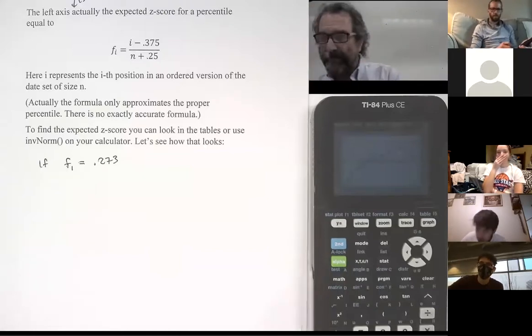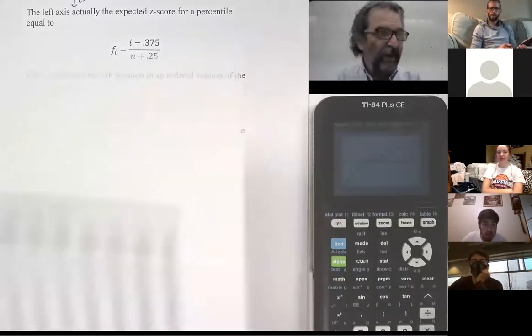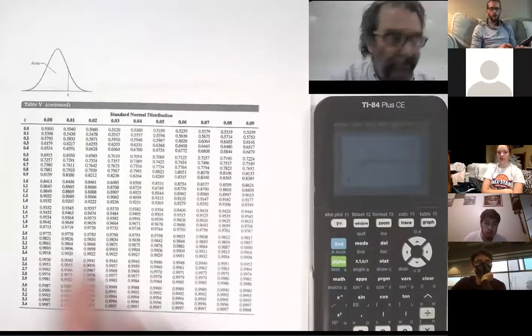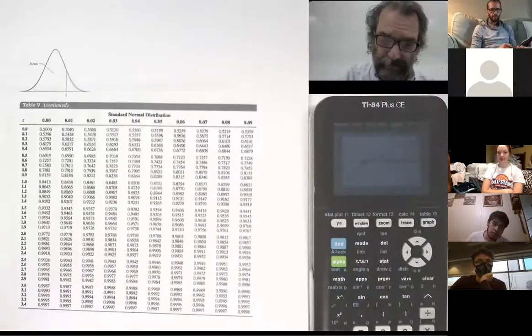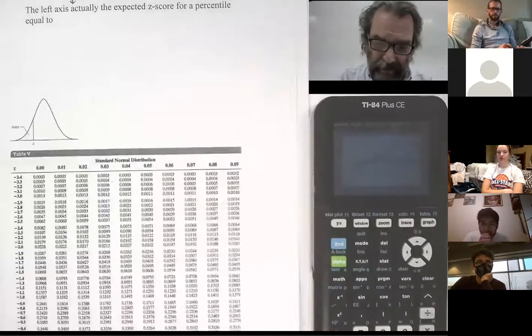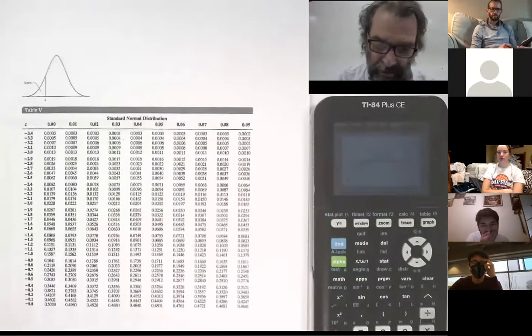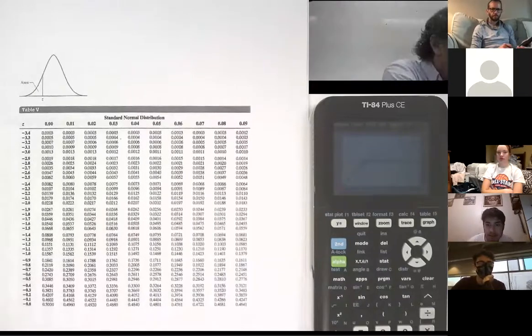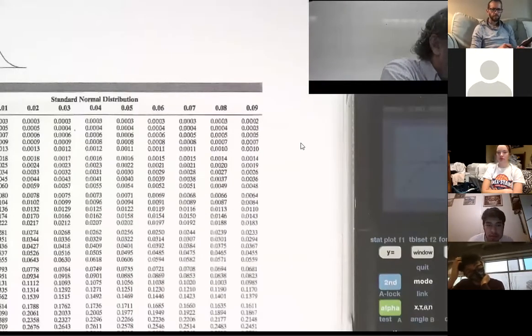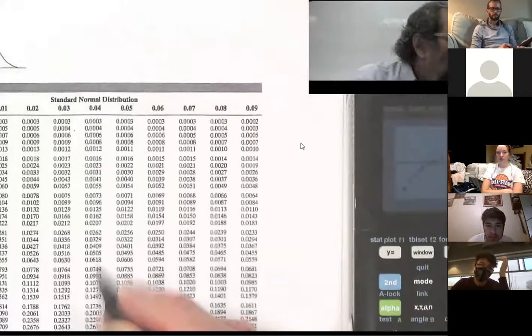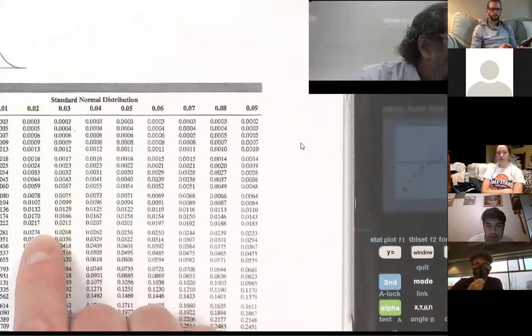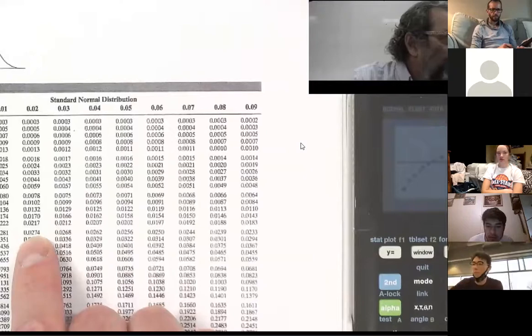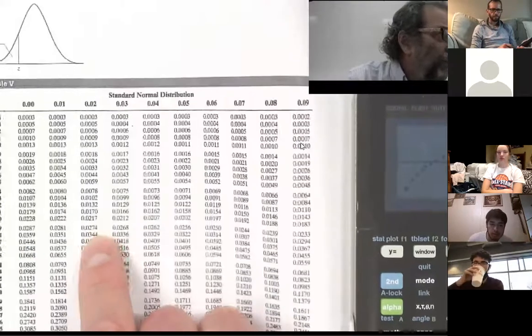Here we go. So come over to the table, and we'd have to find 0.273 in here. I looked at the homework and I went, I'm not going to do that homework. It's just ridiculous. So we're looking at 0.273. Let me zoom in so I can see more. Okay. So 0.273. Here we go. There's 274, right? That's pretty close. About as close as you're going to get.